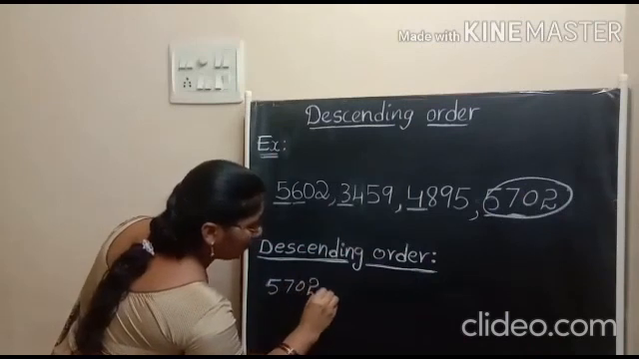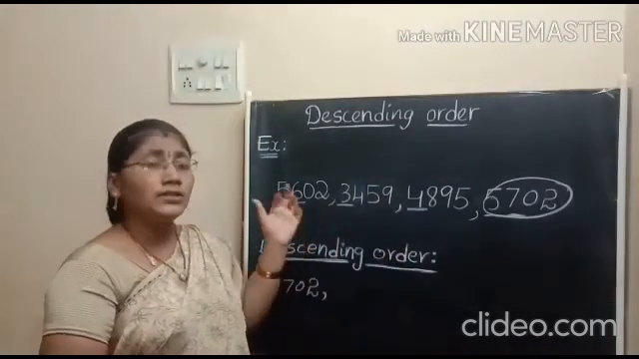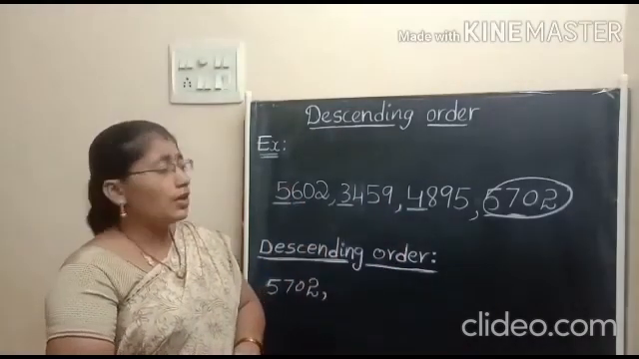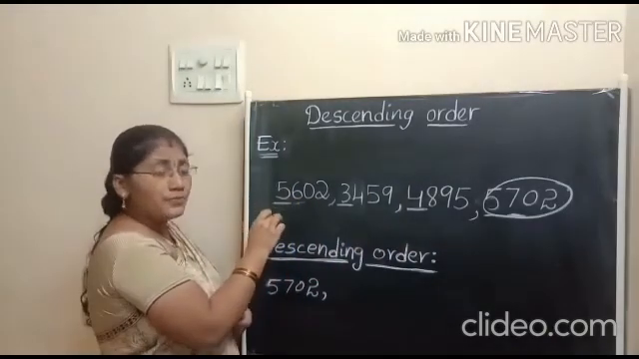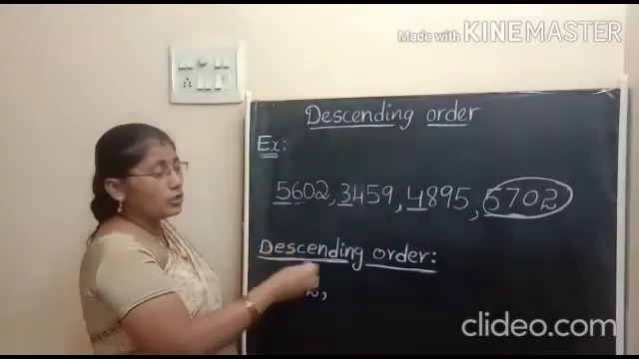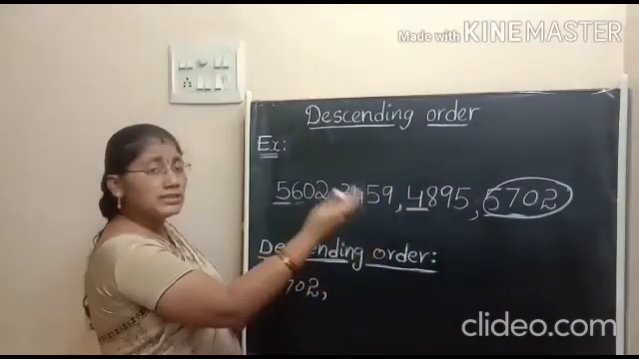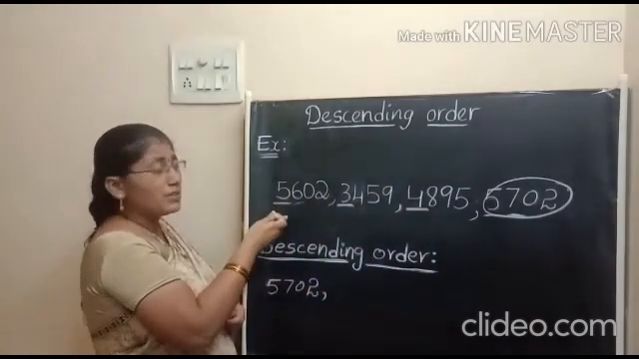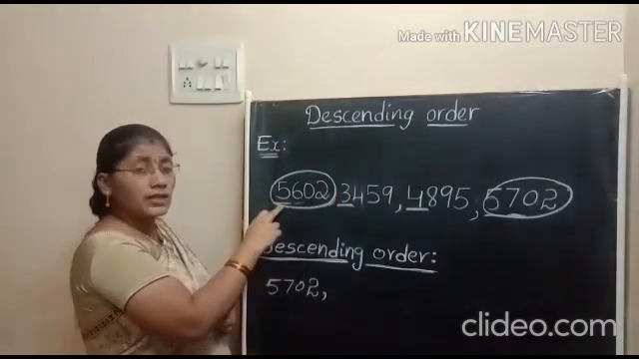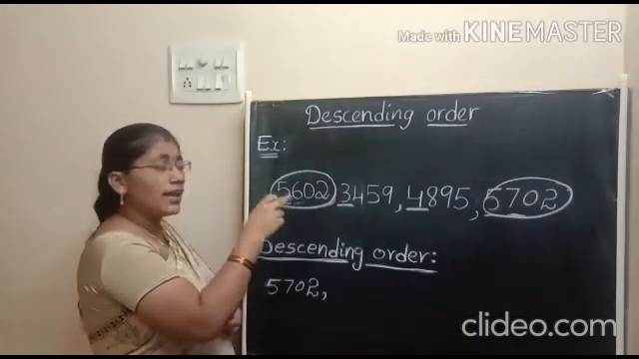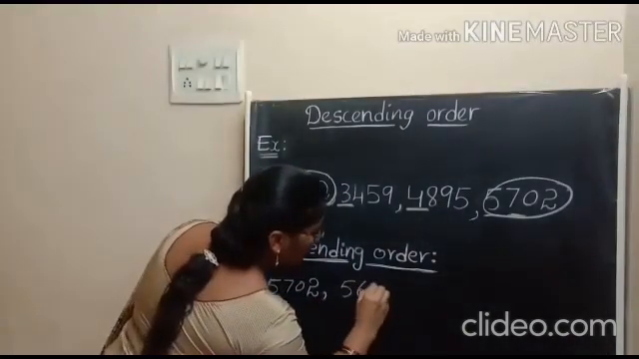After writing this number in descending order, here we have only 3 numbers to compare. Out of this, the number starting with 5 is the greatest one, because the first digits of these numbers are smaller compared to this digit. Next greatest number is 5602. Now, we should write this number in the second position.